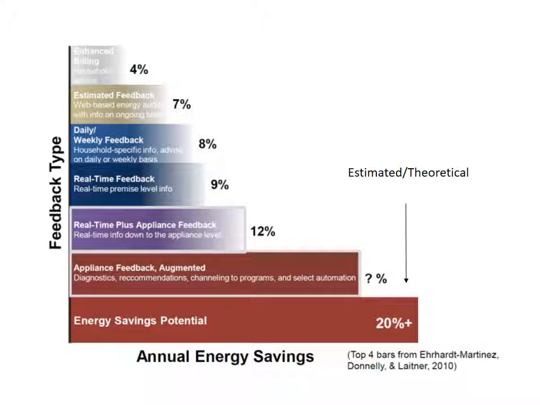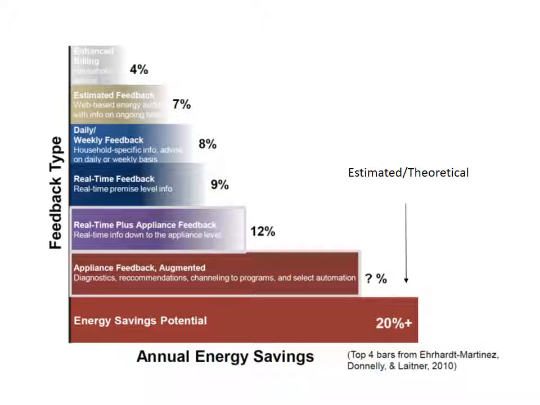And then getting feedback directly from consumers in terms of their electricity consumption does end up paying some dividends on a daily and a real-time level. And the real-time plus appliance feedback, so that would be not only having information about on a household basis what electricity consumption looks like, but on an appliance device level basis, the benefits jump up to about 12% energy savings. So that's, I think that's the near-term target.